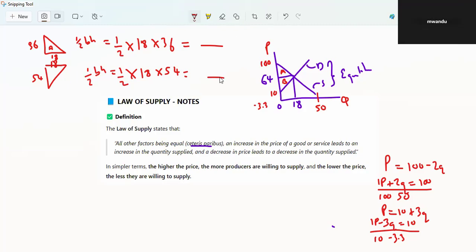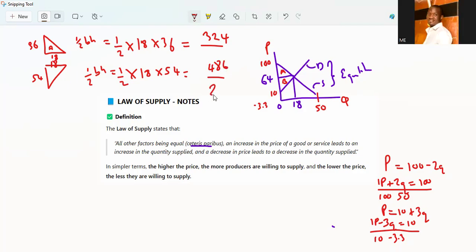Is it 324 for A? And for B, 486. 186, okay. Then what becomes the equilibrium? The total surplus. 400 and what? 86.